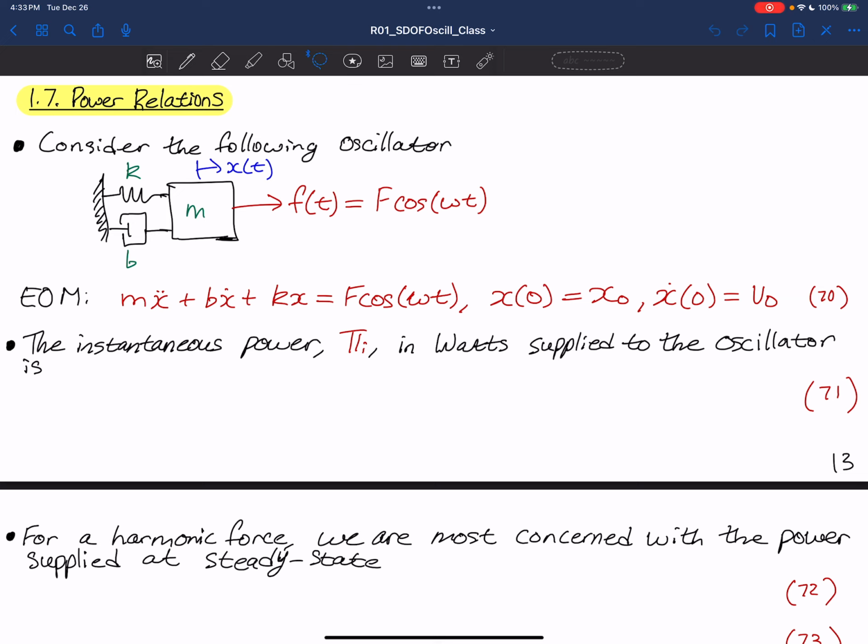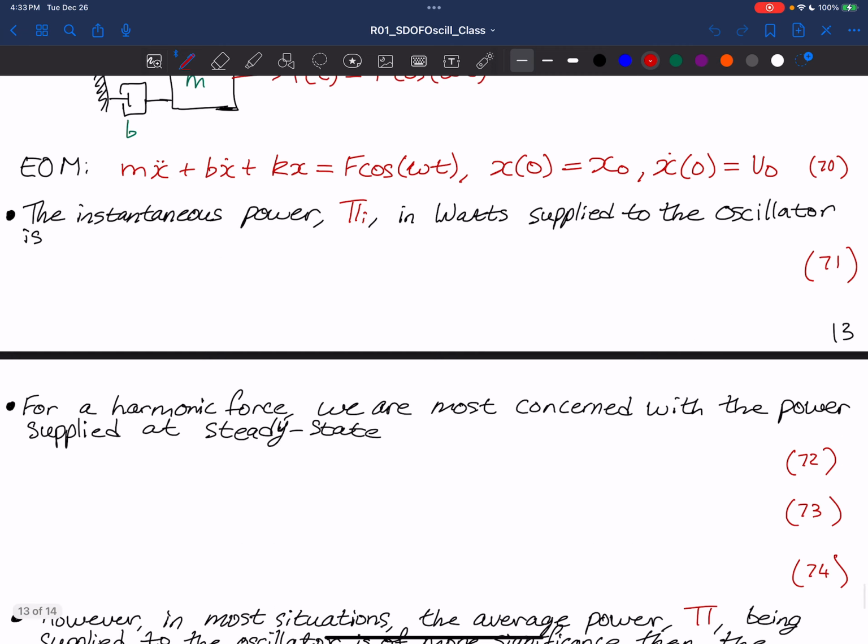So in this case, we're considering a harmonic oscillator with an applied external harmonic force. The equation of motion is listed as shown below, and then you could include some initial conditions if we wanted to. So in this case, the instantaneous power in watts that is supplied to the oscillator is given by capital pi sub I, and that sub I stands for instantaneous. It's a function of time. This is equal to f of t times x dot of t.